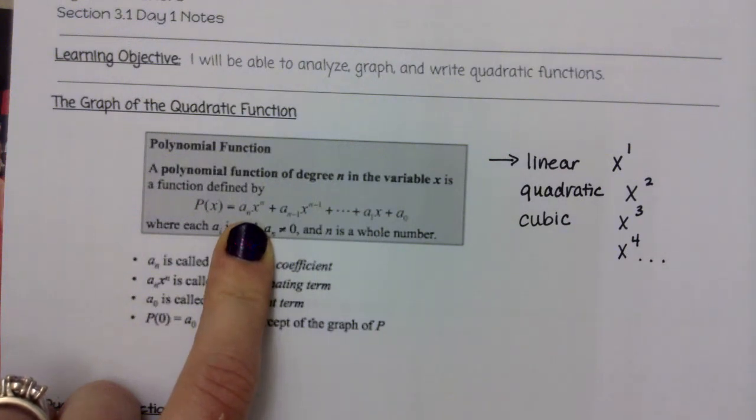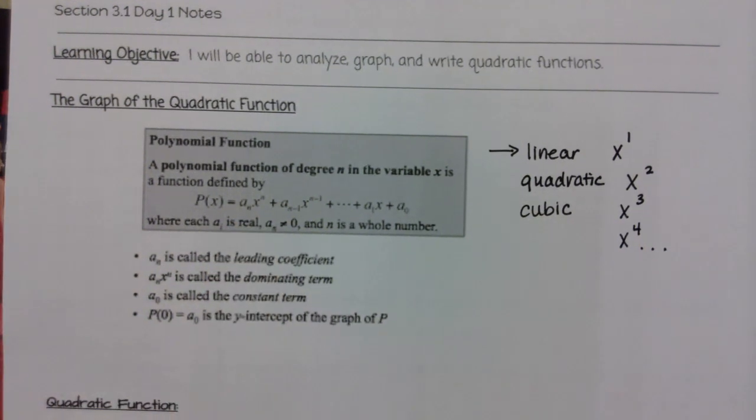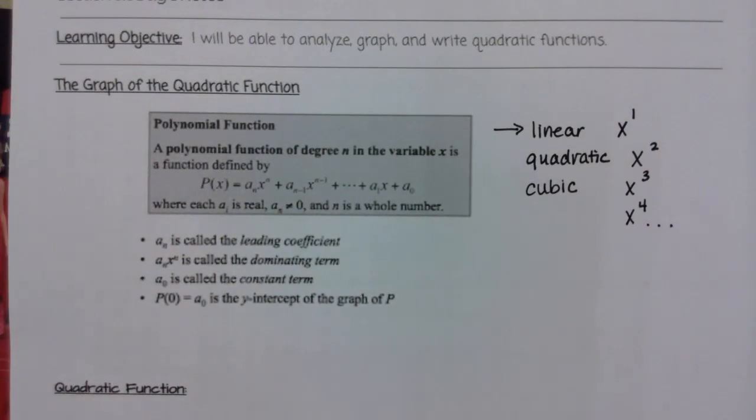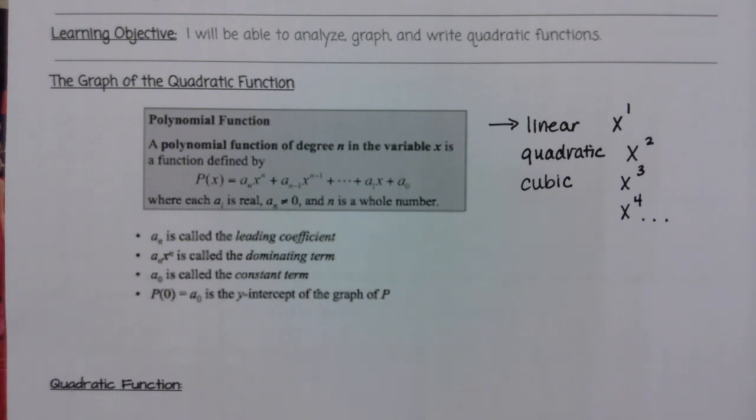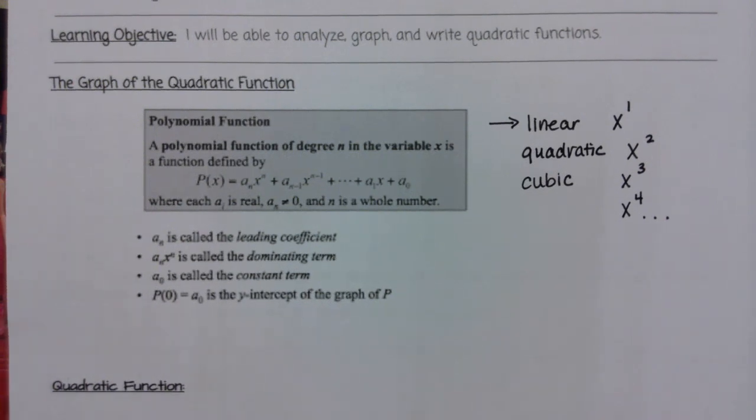What doesn't fall under here: square roots would not fall under here. Anything where you have a root sign is not a polynomial. You have your rationals, which is when x is in the denominator of a fraction. That is not a polynomial. But any of these others are polynomials.